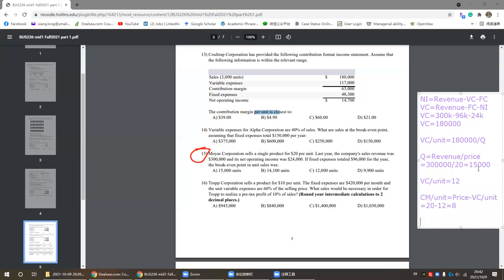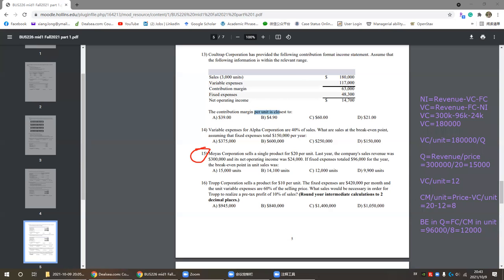Once we know that, we can get the break even in quantity. It will be equal to our fixed cost divided by the contribution margin in unit. So the fixed cost is equal to 96,000 divided by 8. So what we have is equal to 12,000. So the answer in this case will be equal to C.